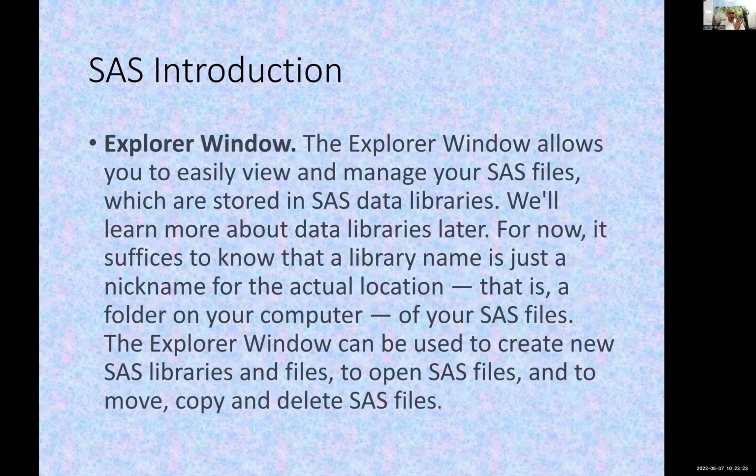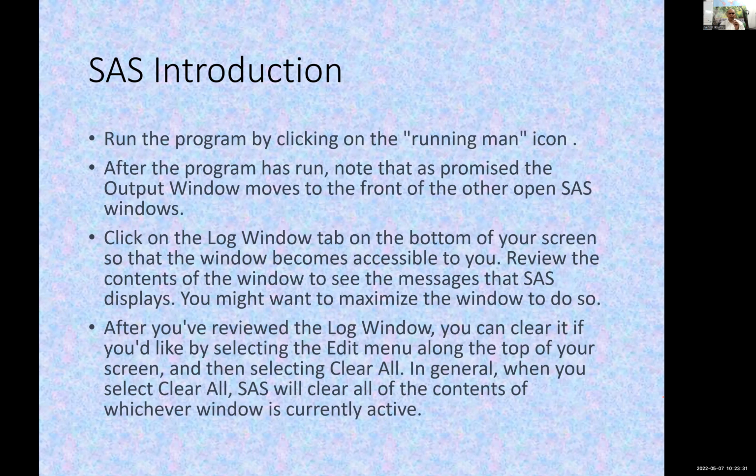Okay, now we go with the Explorer window. I told you the Explorer window and the results window are also important. This is a very simple way you need to write your programs. See the running man icon. That means run your program by clicking this. Once you click the icon, it runs your programs, and finally you will see notes, errors, or warnings.